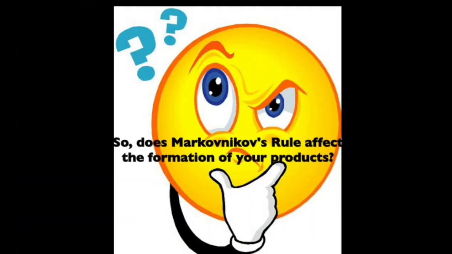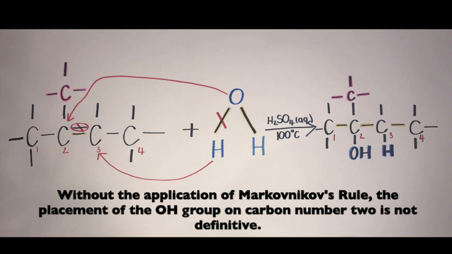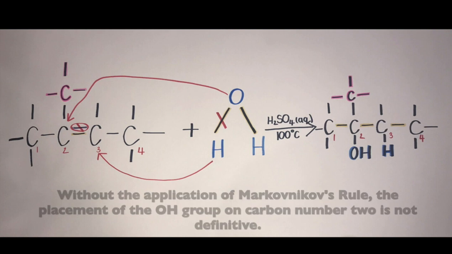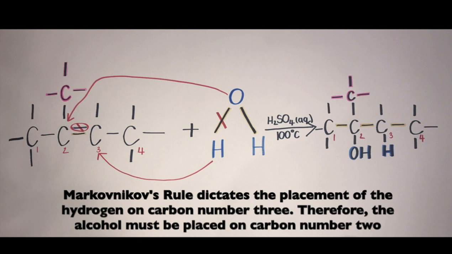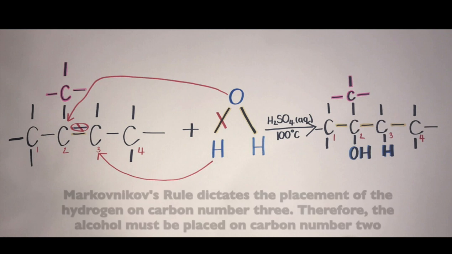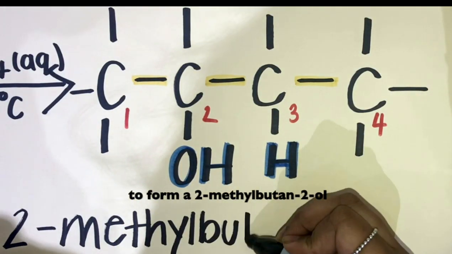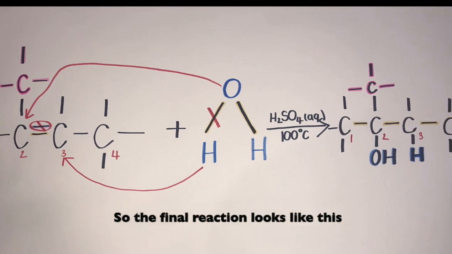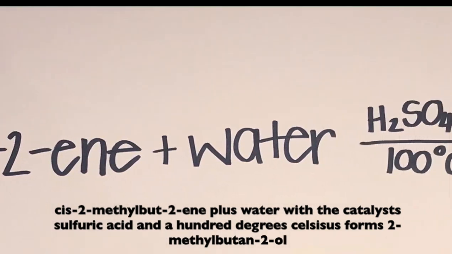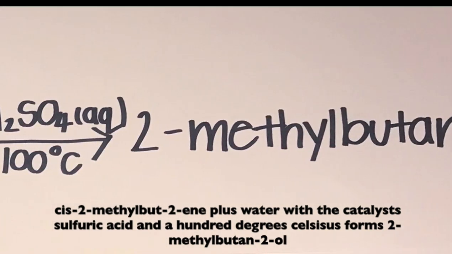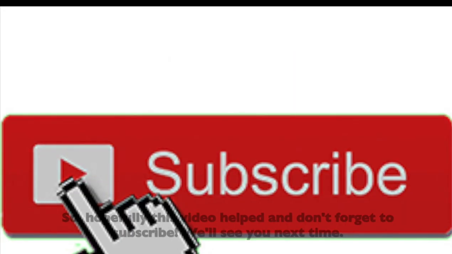So, does Markovnikov's rule affect the formation of your products? The answer is yes. Without the application of Markovnikov's rule, the placement of the OH group on carbon number 2 is not definitive, as it could be placed on carbon number 2 or carbon number 3. Markovnikov's rule dictates the placement of the hydrogen on carbon number 3. Therefore, the alcohol must be placed on carbon number 2 to form a 2-methyl-butan-2-ol. So the final reaction looks like this. Cis-2-methyl-butene plus water with the catalyst sulfuric acid at 100 degrees Celsius forms 2-methyl-butan-2-ol.